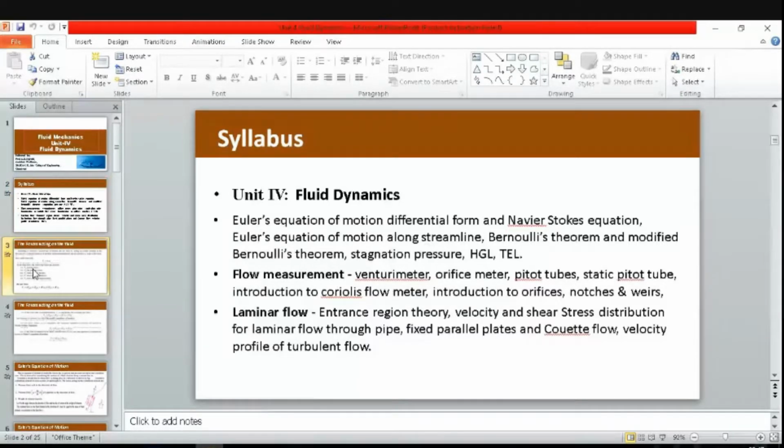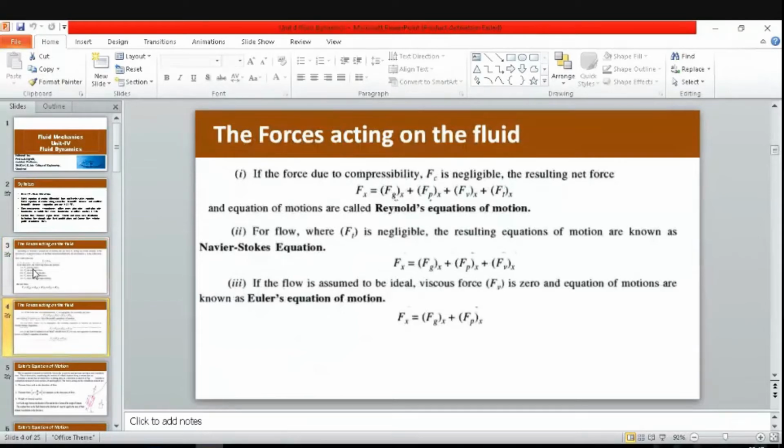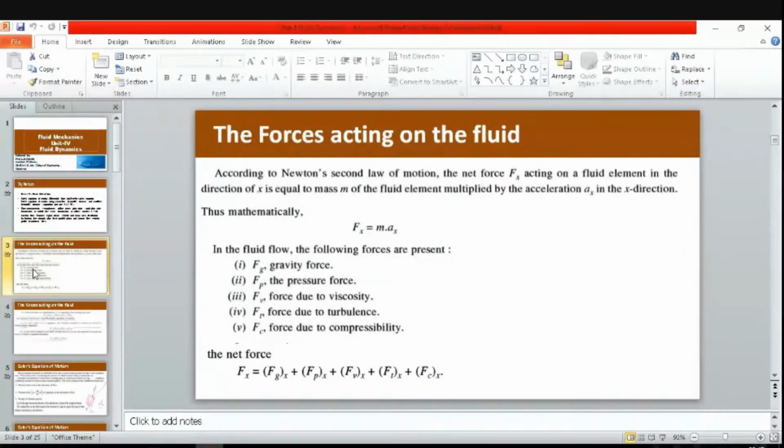Bernoulli's theorem. Okay, so first of all, we had seen the different types of forces acting on the moving mass of fluid. Okay, so the different types of forces acting are the gravity force, the pressure force. Gravity force is due to weight of the fluid. Okay, the pressure force is due to the difference of pressure from a point at a higher pressure to a point at a lower pressure.